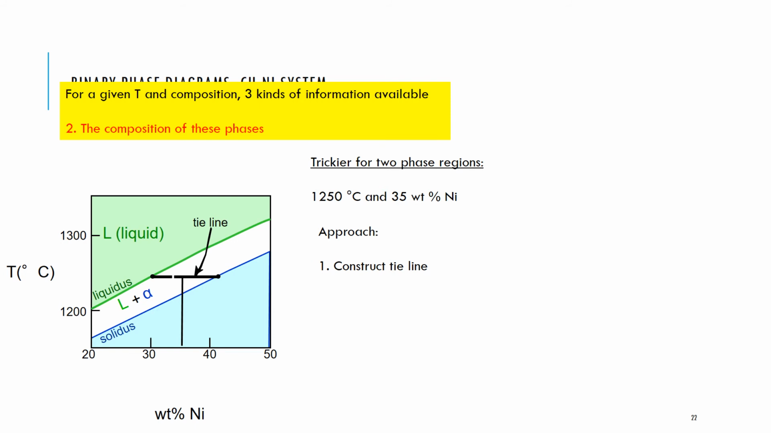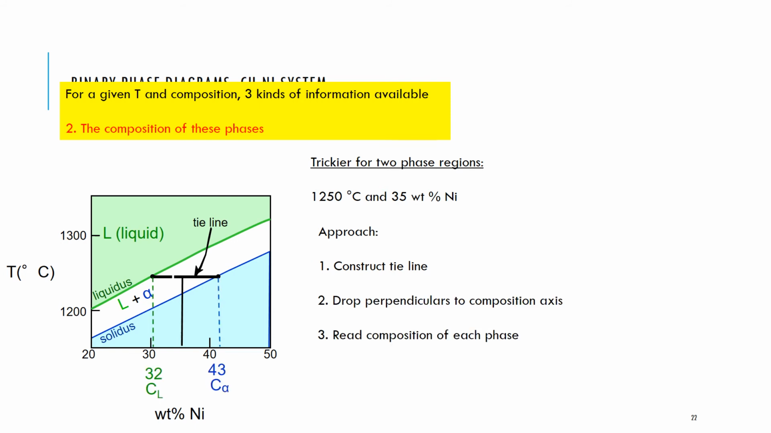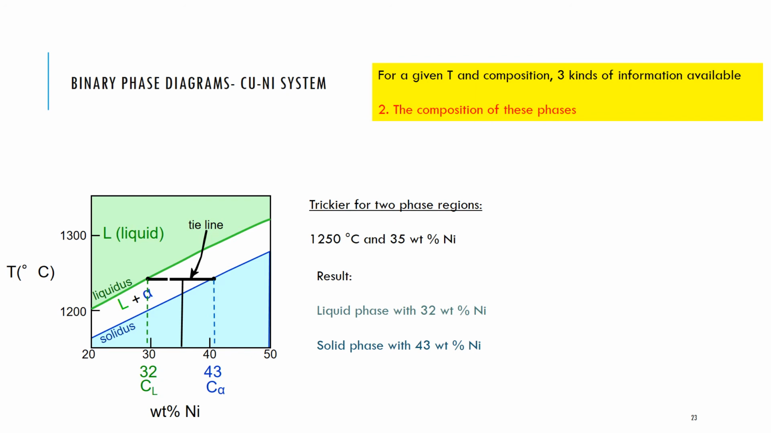So I construct my tie line and I drop perpendicular lines down to the x-axis, down to the composition axis, and I read the composition of each phase. So where I've dropped my perpendicular tells me the composition of the liquid phase is 32 weight% nickel, and the composition of the solid phase is 43 weight% nickel. So I know that at that temperature and composition, I've got a liquid phase which has 32 weight% nickel and a solid phase which has 43 weight% nickel.